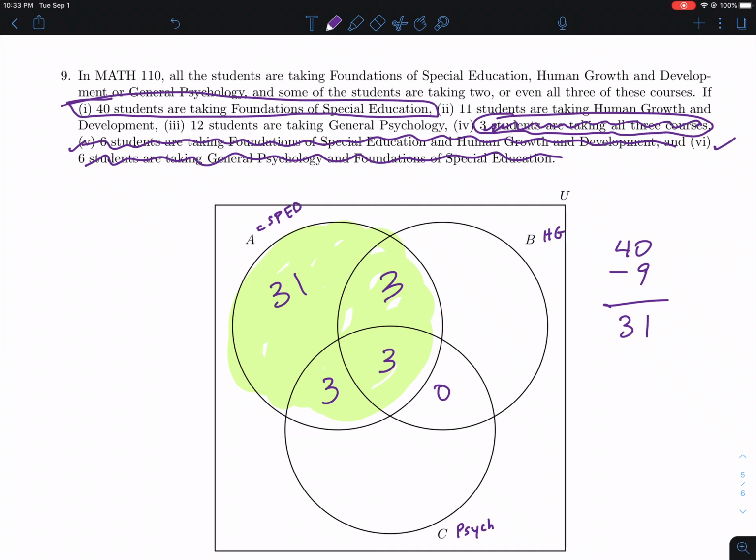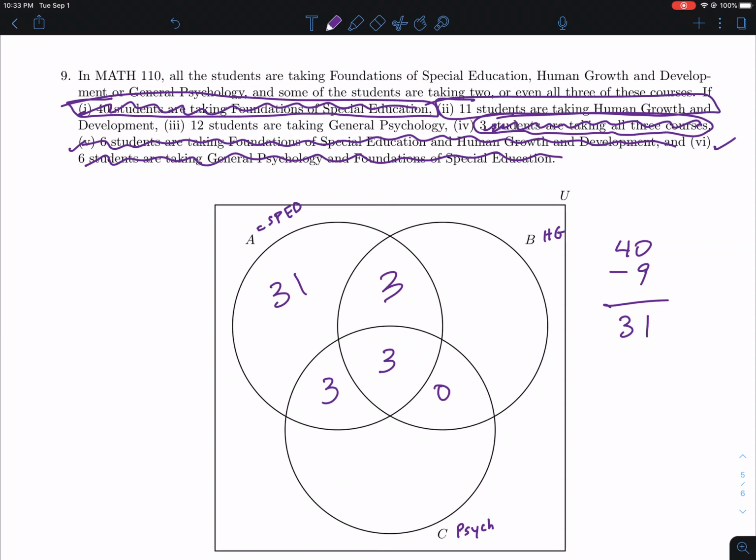So that's where this one's tricky. That's what makes these problems a little bit hard, because again, you have to try to figure out exactly what the breakdowns are and stuff like that. So, all right. So now we're done with the special ed circle. So let's go over to Human Growth and Development.